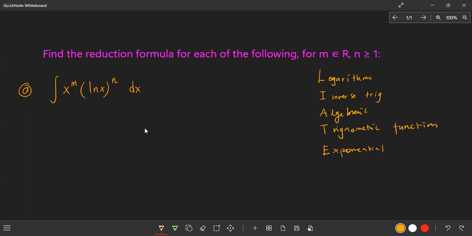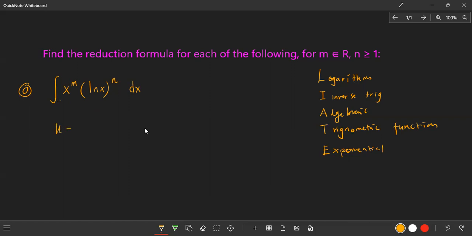You can notice here, this is an algebraic function, x raised to anything. And then you have a logarithmic function, which is natural log in this case. As you can see here, natural log actually appears first in our order. So we're going to make u equal to natural log of x raised to n. That's the function we're going to differentiate.